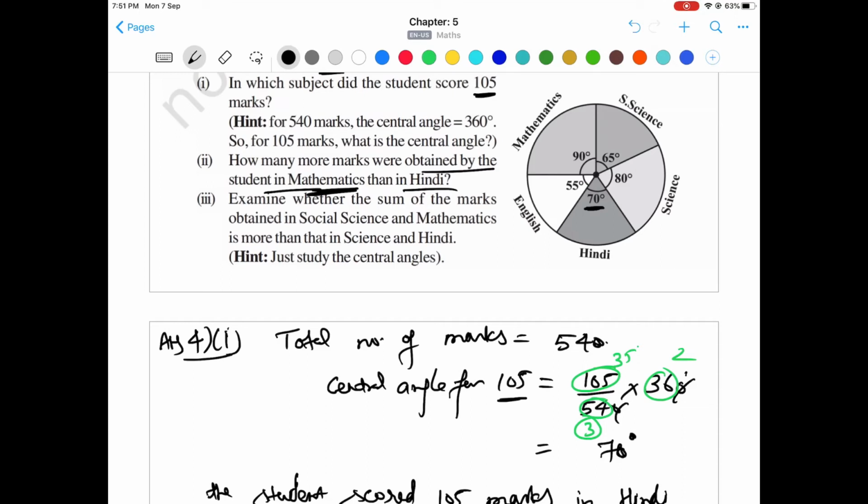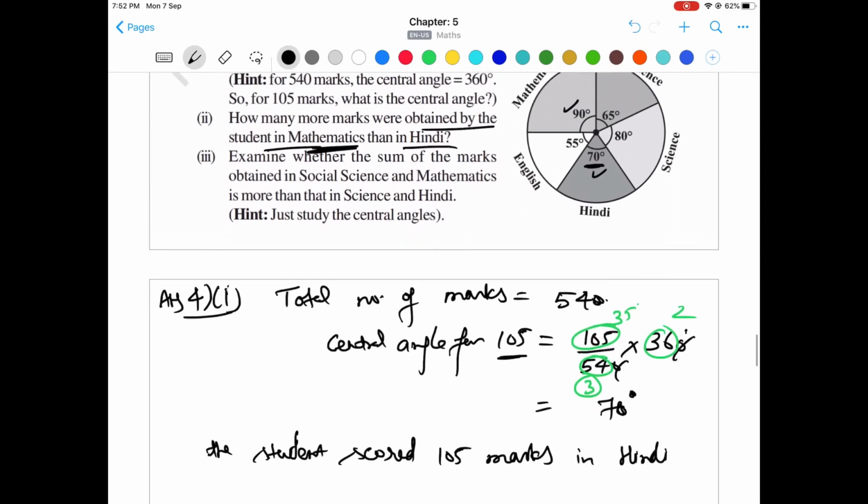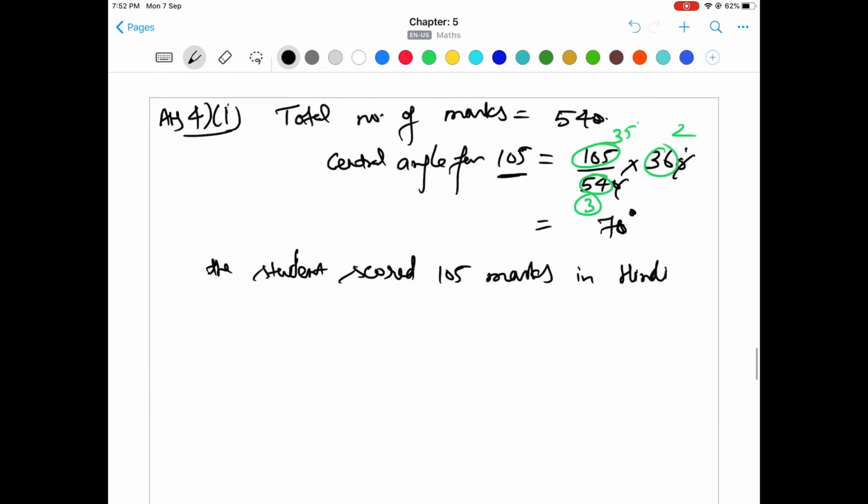Okay, next part, how many more marks were obtained by the student in mathematics than in Hindi? So first we'll find the difference between the two angles. In maths the angle is 90 degree and in Hindi the angle is 70 degree. So the difference between the angle is 20 degree. Then we'll find the value of 20 degree angle. Okay, so this is part second of question number 4.